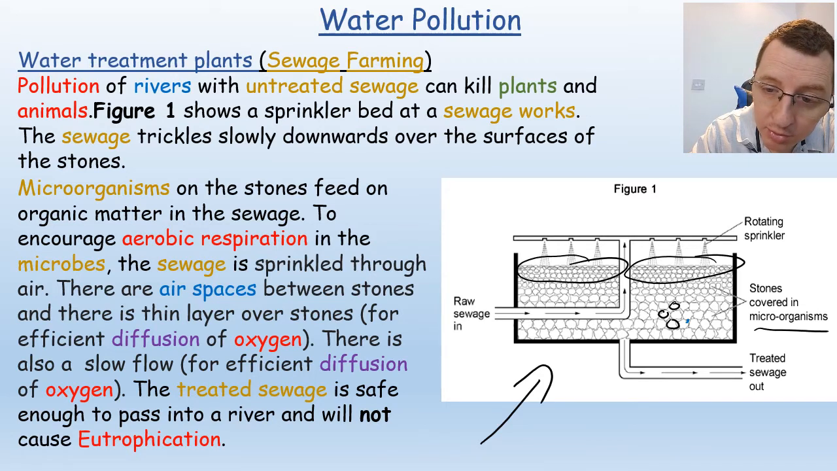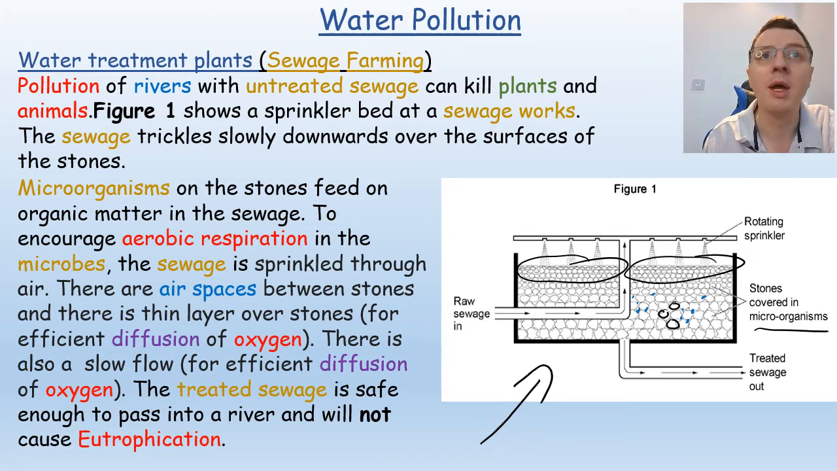So if I sort of colour in some of those air spaces there in blue. And these air spaces are very, very important, because what we're trying to achieve here is that the microorganisms on the surface of these stones can feed on the nutrients from the sewage and prevent those nutrients from washing into the waterways. And in order to do that, those microorganisms have to carry out aerobic respiration. So what we're trying to do is, in all the layers of this particular sewage farm, make certain that we've got a high amount of oxygen within the system to allow the bacteria to carry out aerobic respiration.